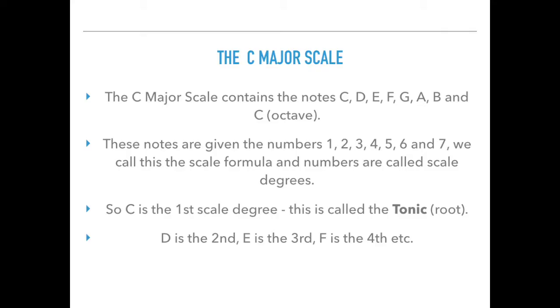The C major scale contains the notes C, D, E, F, G, A, B and C if we were to include the octave. The notes are given the numbers 1, 2, 3, 4, 5, 6 and 7. We call this the scale formula. The numbers are called scale degrees. So C is the first scale degree. This is called the tonic or the root. D is the second, E is the third and F is the fourth, etc.